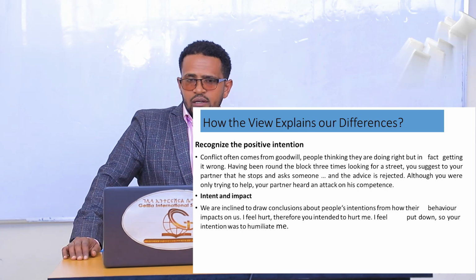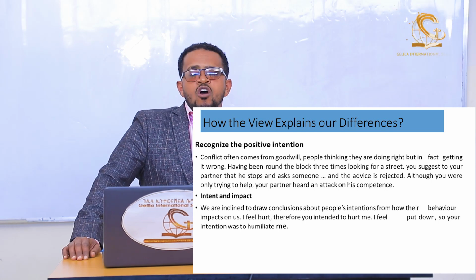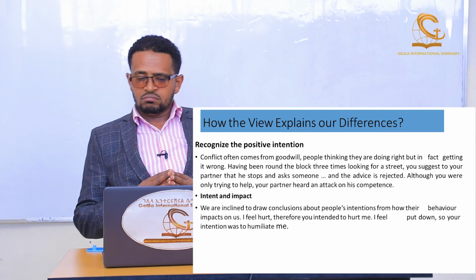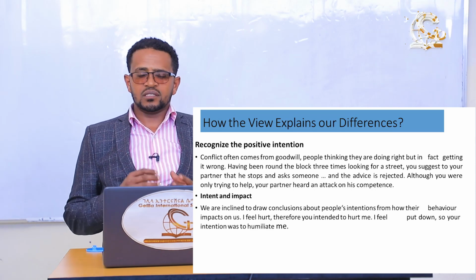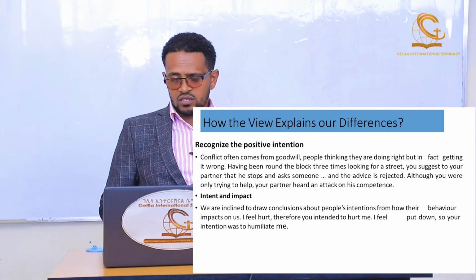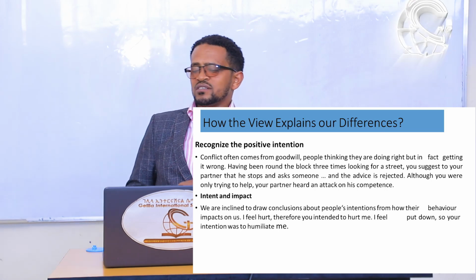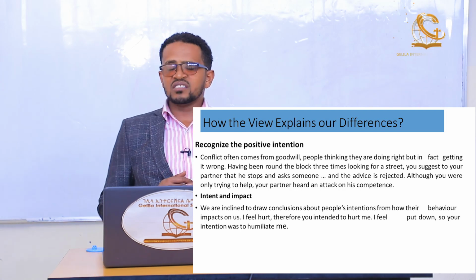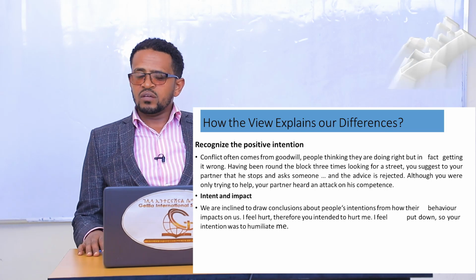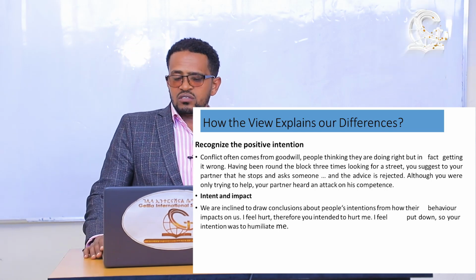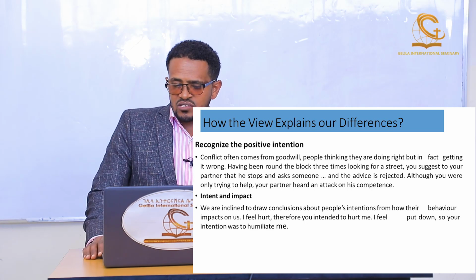Conflict often comes from goodwill. That is how conflict happens. People think they are doing right, but in fact are getting it wrong. Some people consider what they are doing is right for themselves, but for others it's not right. It's getting into wrong. Having been round the block three times looking for a street, you suggest to your partner that he stops and asks someone, and the advice is rejected.